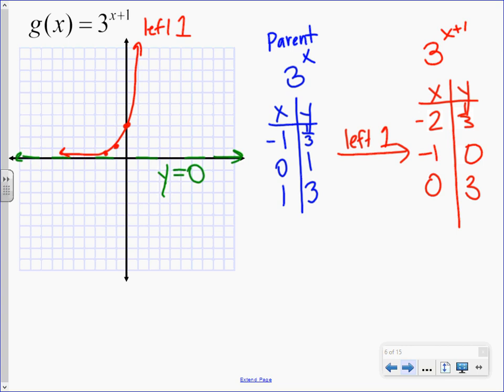Oh, I am sorry. I graphed it that way, but I wrote it. Thank you.